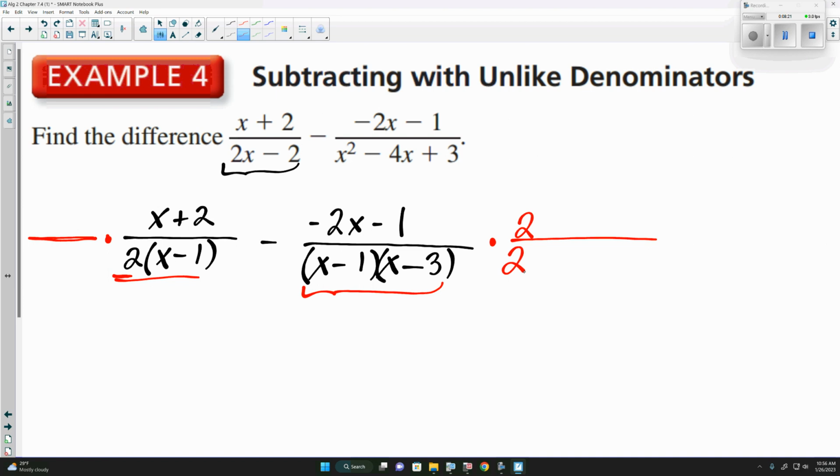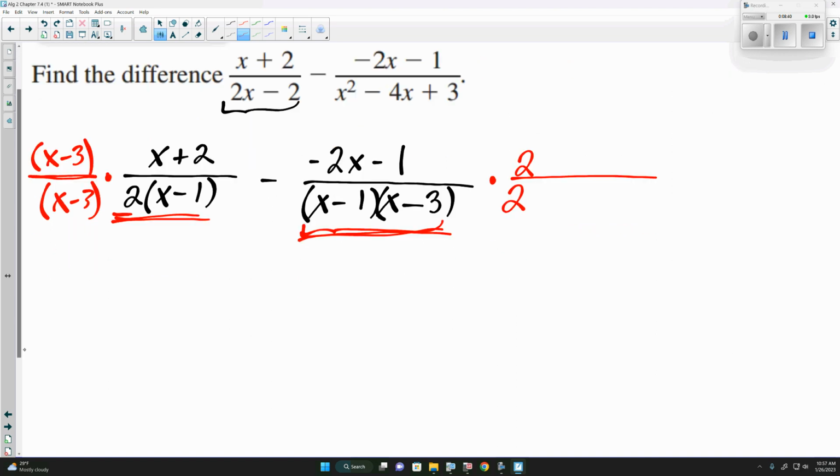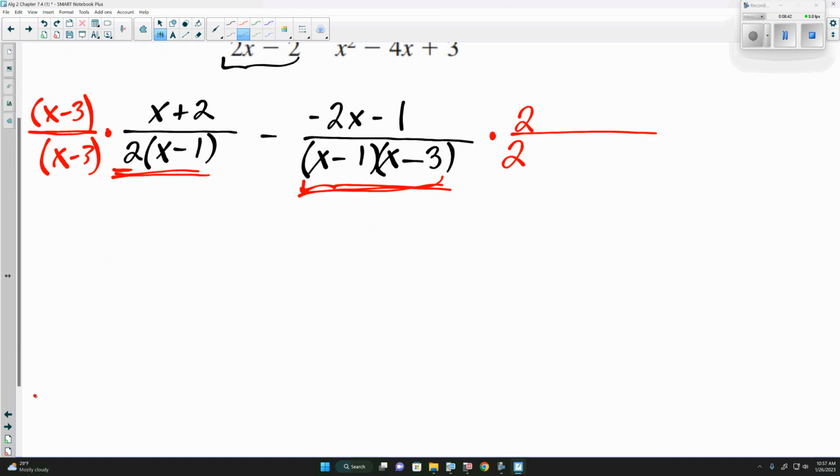So now everything on the right is complete. We have everything that the left one has. Now if we look at the left one, 2 times x minus 1, what is it missing that the other one has? X minus 3, so we'll need to multiply top and bottom by x minus 3. Now we have both denominators the same. And both of them will have 2 times x minus 1 times x minus 3.